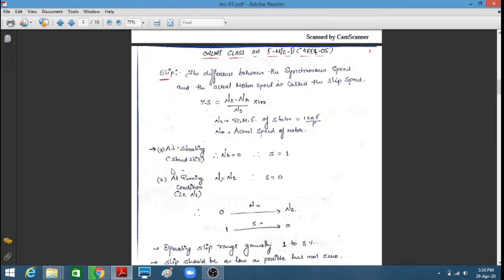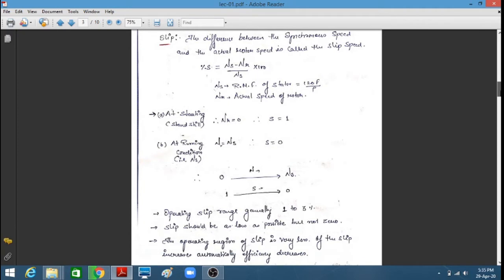Both points A and B we have discussed earlier. At starting, the induction motor doesn't have any speed, so the rotor speed should be 0. By this formula, (Ns minus 0) upon Ns, the slip must be 1. Suppose our motor is running at synchronous speed, then Ns minus Nr is equal to 0, so the slip becomes 0. So when the induction motor attains its speed from 0 to Ns, the slip goes from 1 to 0.